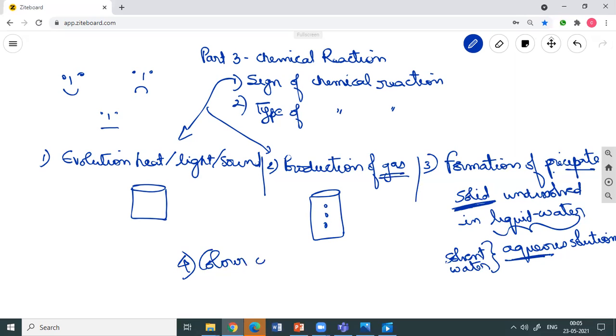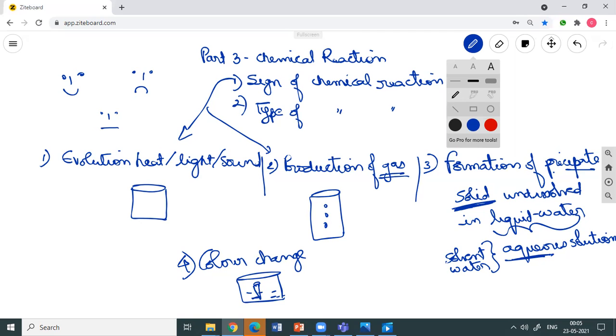A very perfect example of color change is when you take an iron nail and dip it in a copper sulfate solution. Copper sulfate certainly is blue in color. When you keep an iron nail, a little brown in color, in it, slowly you will see the blue color of copper sulfate changing to a green color. This color change very clearly indicates that a reaction is taking place.